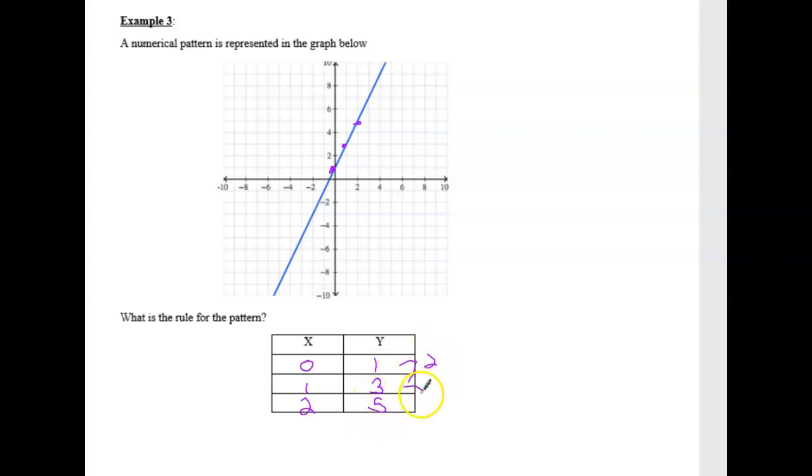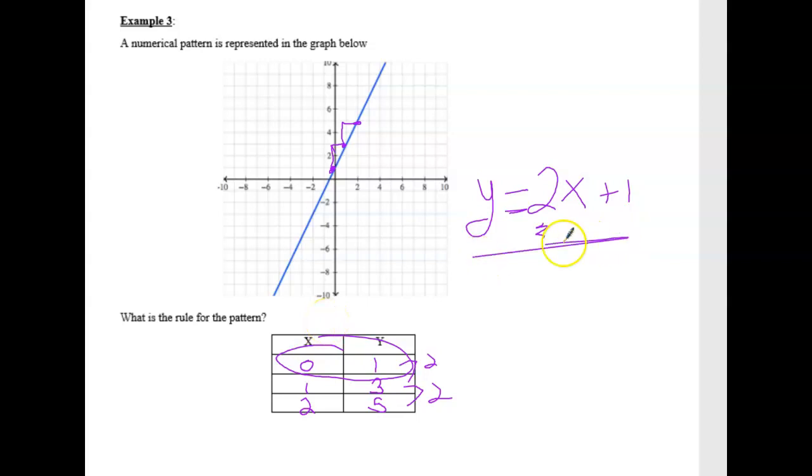So in each case here, it's going up by 2. That makes sense because our slope is up 2, right 1. So that's going to be our slope. So I'm going to say y equals our slope, which is 2x, right? Because that 2 is the number that the y values go up by each time. And our y-intercept is going to be 1. That's our starting value, or what's going to happen when x is 0. So our rule, or the equation, right? A rule is just another word for equation, is that y equals 2x plus 1.